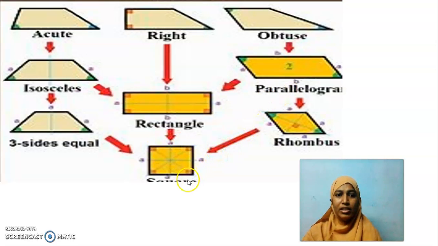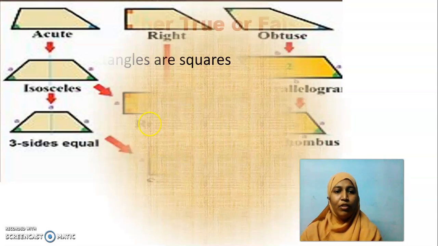See, the square is the only shape of which it can be said that every square is a trapezium, every square is a rectangle, every square is a rhombus, every square is a parallelogram. Is it clear? But if I say every parallelogram is a square, it is false. Is it clear, my dear children? This flowchart will help you to answer the questions stated as true or false statements. Okay, children? Shall we go in for that?